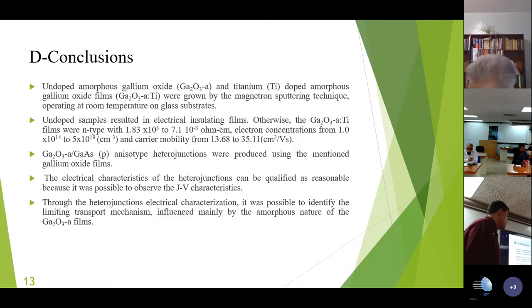The heterojunctions were produced using the mentioned gallium oxide films, and the electrical characteristics of the heterojunctions can be qualified as reasonable. This is because we can observe the mechanisms that are at play. And finally, through the electrical characterization of the heterojunctions, it was possible to identify the limiting transport mechanisms. And so this is all for my part.